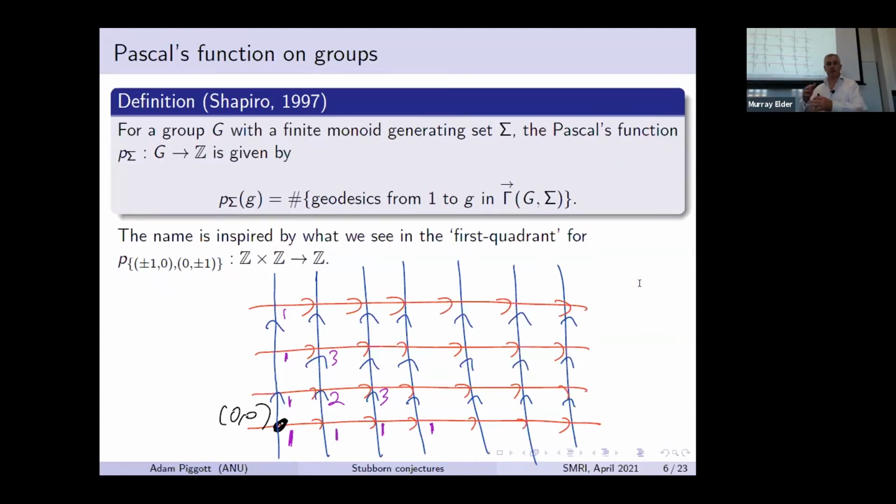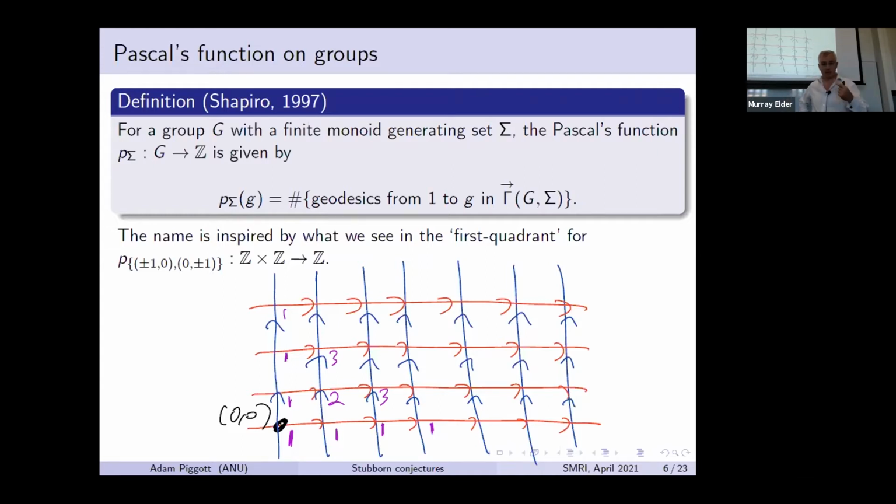Okay, so Pascal's function on groups. Mike Shapiro worked in Australia for a long time, and now he's living in America and has been for a long time. He was in Melbourne in the 90s. So Mike Shapiro is a real character, a lot of fun to spend time with, a really insightful mathematician, and he wrote a paper in 1997 that starts off in a really fun way.